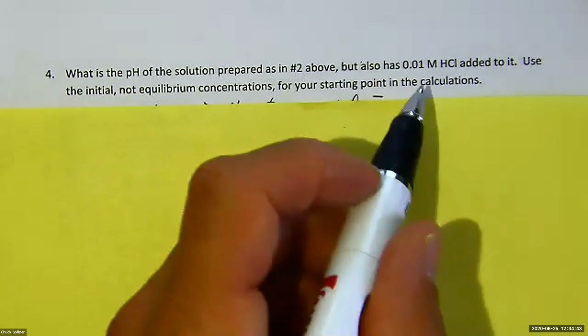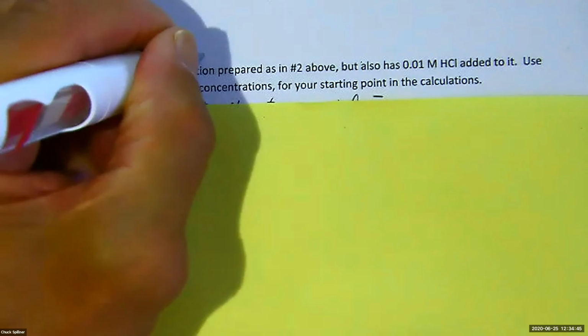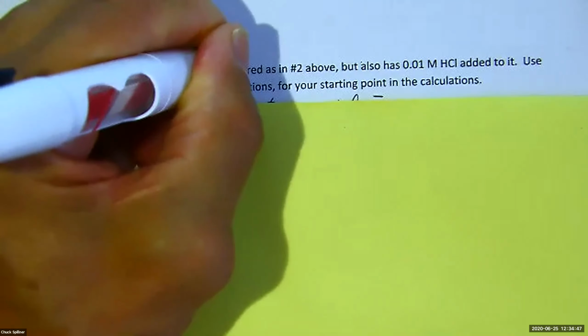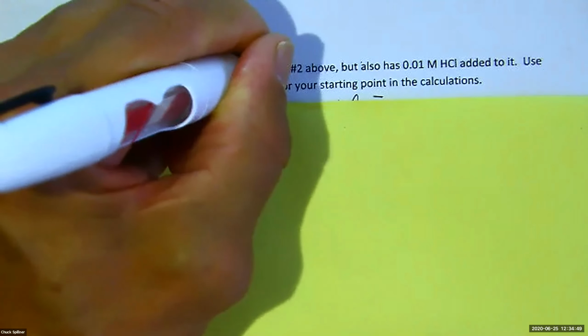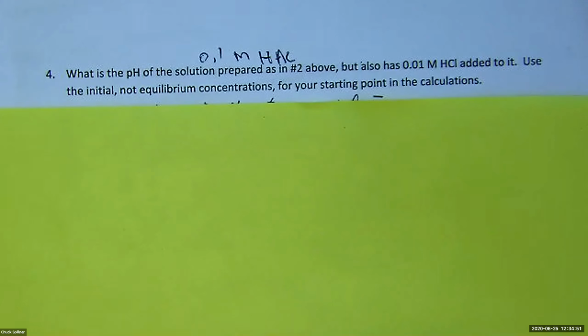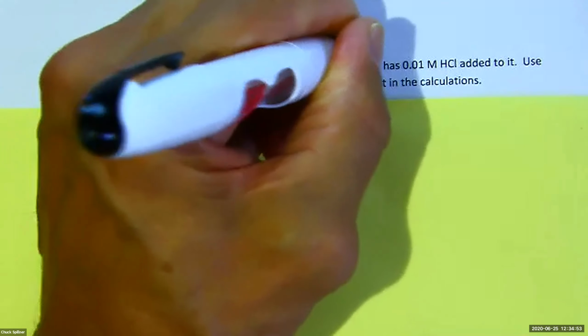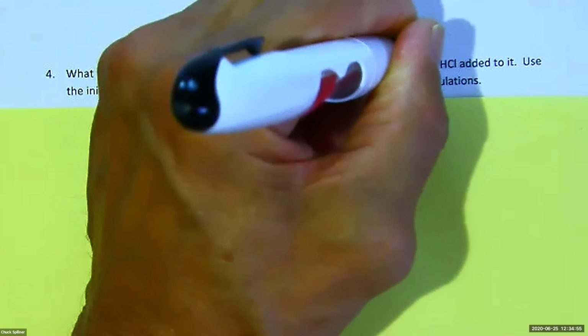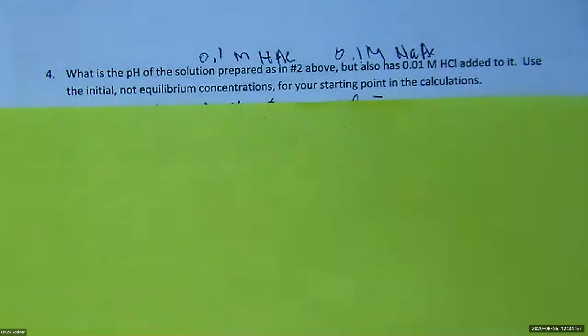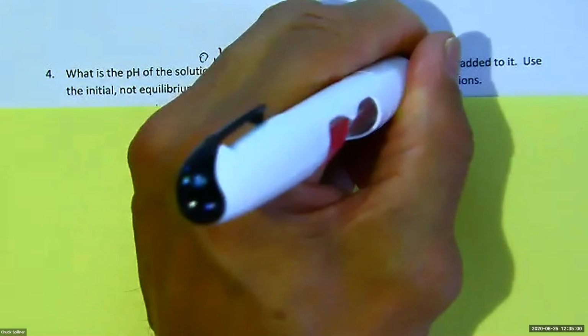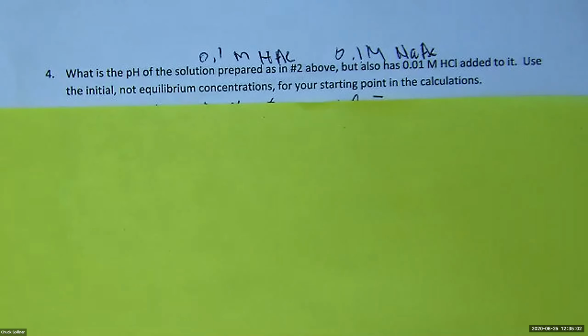So we have 0.1 molar acetic acid, I'll put HAc, and we have 0.1 molar sodium acetate. And we're going to add 0.01 molar HCl to that. Use the initial, not the equilibrium concentrations for your starting point. Okay, so HCl is a strong acid.